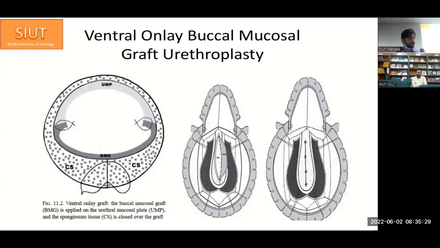So in ventral only BMG urethroplasty, we should not mobilize the urethra as much, and we have to expose the urethra, and then give the incision on the ventral side. The side facing the surgeon is called the ventral surface of the urethra. So we give the incision at the ventral surface, and then we put the graft, and then we close the corpus spongiosum over the graft. So why do we have to close the corpus spongiosum over the graft? Who will tell?